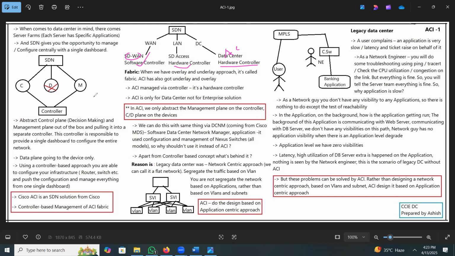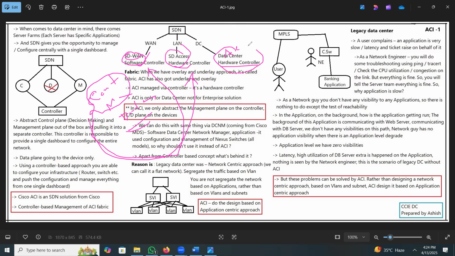So we already know there are 3 planes. Okay. On every device, either a switch, a router or a firewall, we have the control plane, we have the management plane, and we have the data plane. Okay. So on Cisco SD-WAN and SD-Access, control plane and management plane are separated from the data plane. And the control plane and management plane will be put into the controller. And from the controller, we can manage everything: every configuration, dashboard, monitoring, etc.